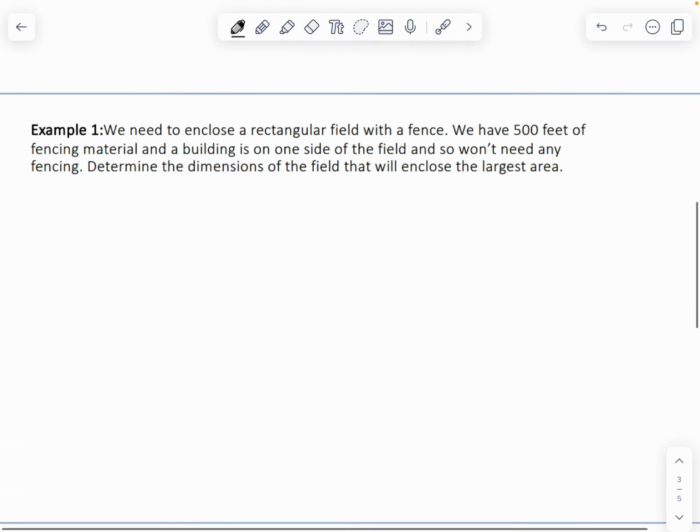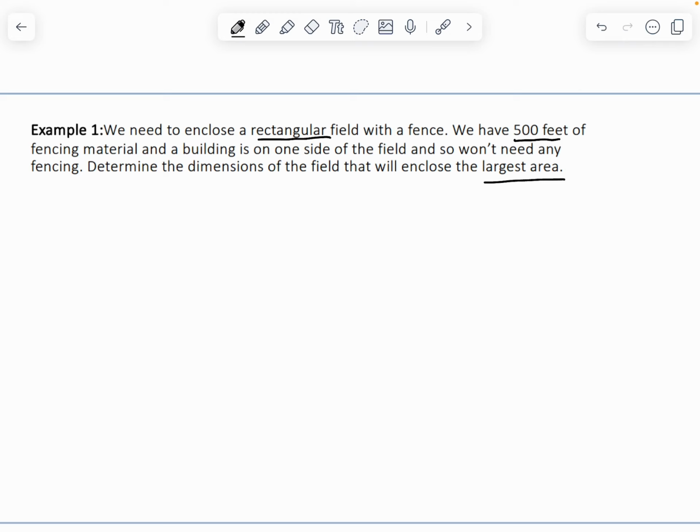This first problem says we need to enclose a rectangular field with a fence. We have 500 feet of fencing material, and a building is on one side of our field, so we don't need any fencing for that side. Determine the dimensions of the field that will enclose the largest area.